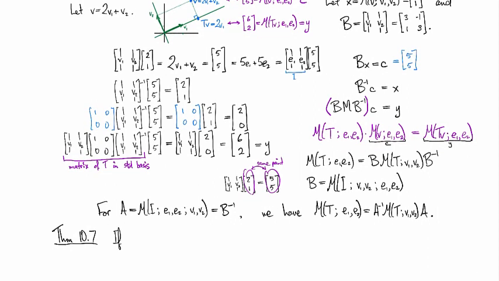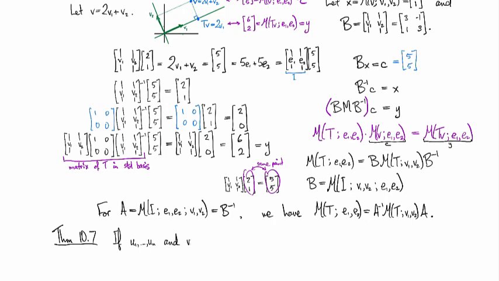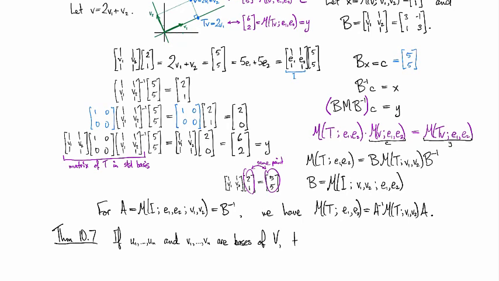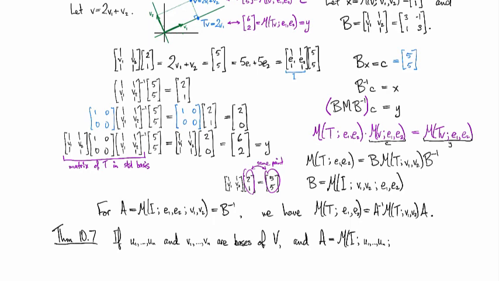a real proof. And so the key point is that E1 and E2 could have been any coordinates and any basis. I just chose the standard basis system because it makes the coordinates a little easier to see. But in general, if we have two bases, U1 through UN and V1 through VN, so if these are bases of V, and we take A to be the matrix of the identity. So this is a change of basis matrix, right? So A is the matrix that you multiply by to change the coordinates from the U basis to the V basis.